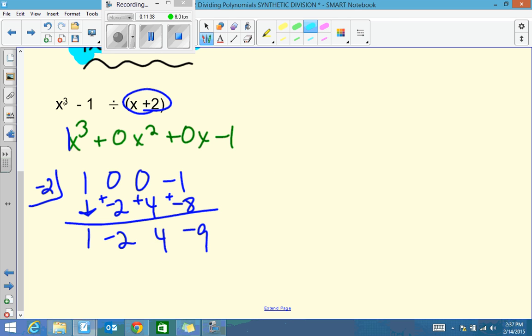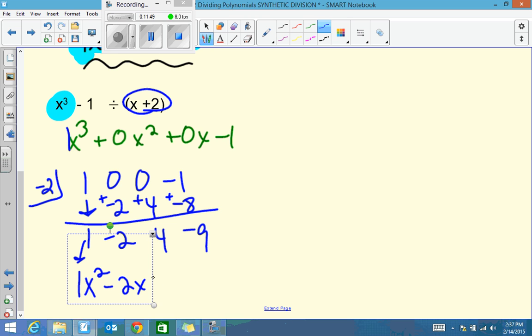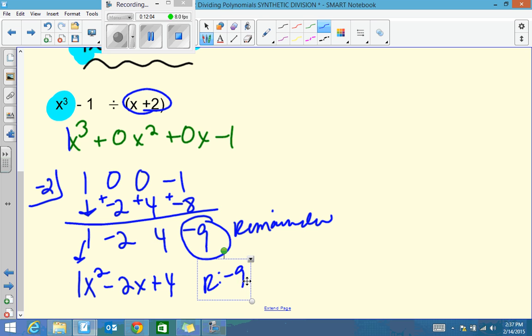Since we started with an x to the third, our answer will be 1 less than that. We'll start with x to the second. So we bring down this 1, and we get 1x to the second minus 2x plus 4. However, this time, in this last column, we have a remainder of negative 9. So since we have a remainder, that's fine. We've done the division correctly, except that we know with the remainder that x plus 2 was not a factor of x to the third minus 1, which is okay, just like we learned in long division. It's just that there's no way we could go any further with this then, since it's not a divisor.